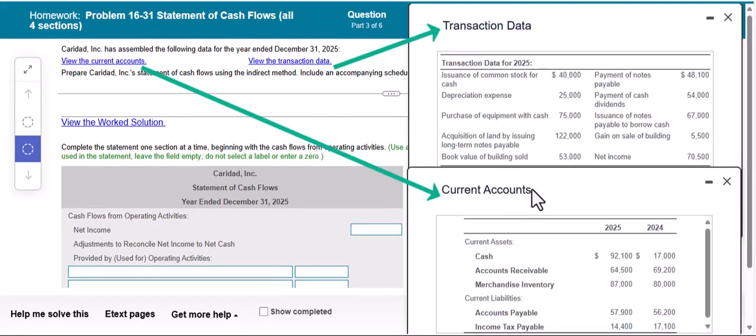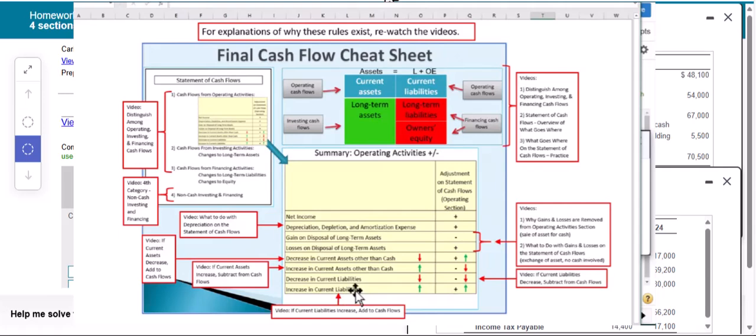So we have our current accounts here, the current assets and current liabilities, and then we have our other transaction data. So here's a quick review using our cheat sheet. We're always going to be starting off with the operating activities section. And here's a larger version of it. We're going to start off with the net income. We're going to back out or subtract depreciation. We're going to back out gains, which means we'll subtract those. We'll back out losses, which means we will add those. And we're going to analyze changes in current assets and then changes in current liabilities.